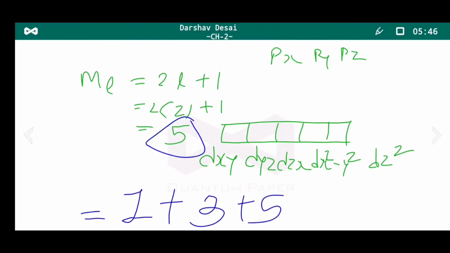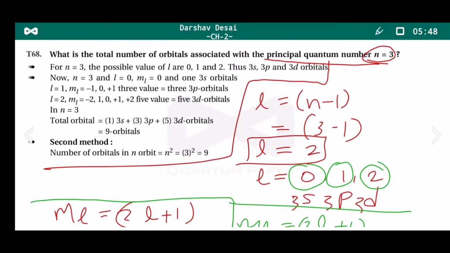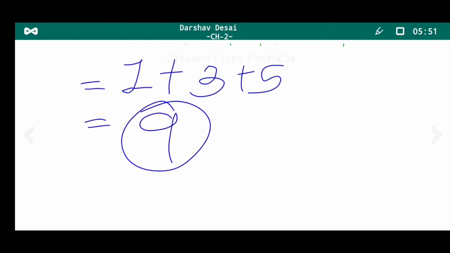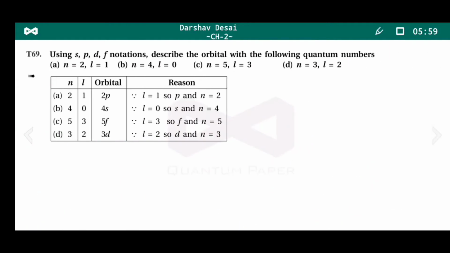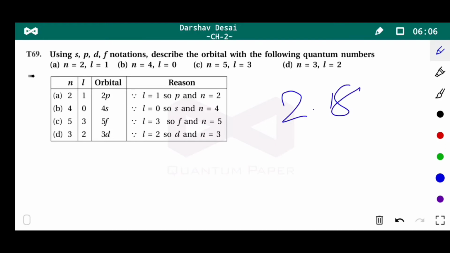So total number of orbitals is 9. That is question number 2.17 example. Now the next one is very easy, example 2.18. NCERT solved example 2.18. Using spdf notation, describe the orbital with the following quantum numbers.